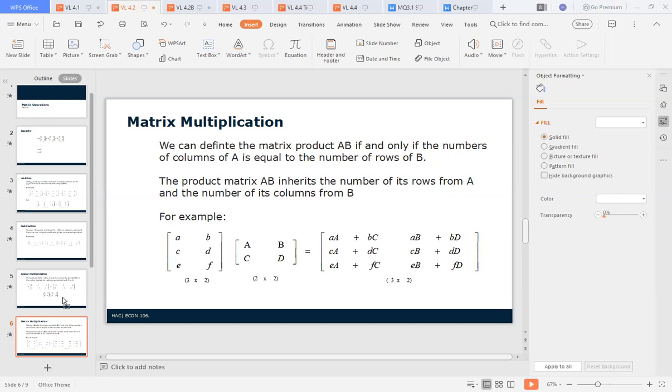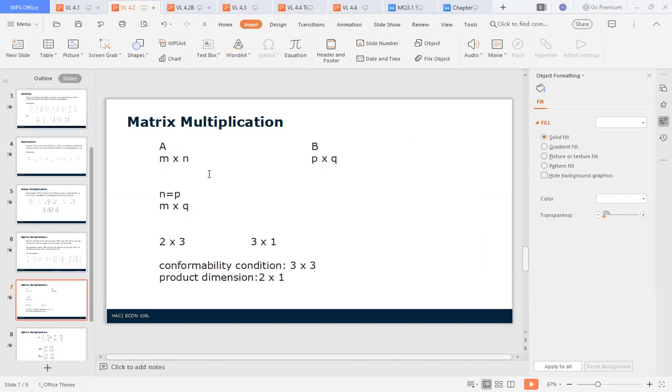Okay. All right. Example here. This is a more general form of saying it, which I am more comfortable just memorizing. If A here, class, has a dimension of m by n, and B has a dimension of p by q, then the conformability condition states that n should be equal to p. The product would be an m by q.